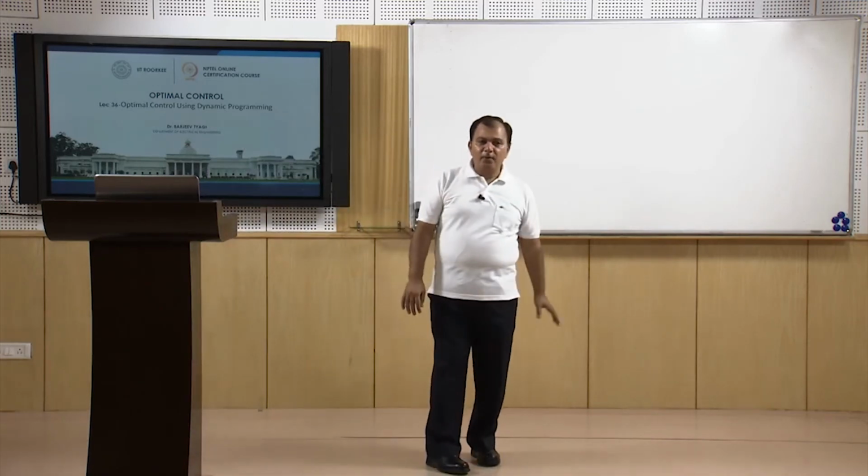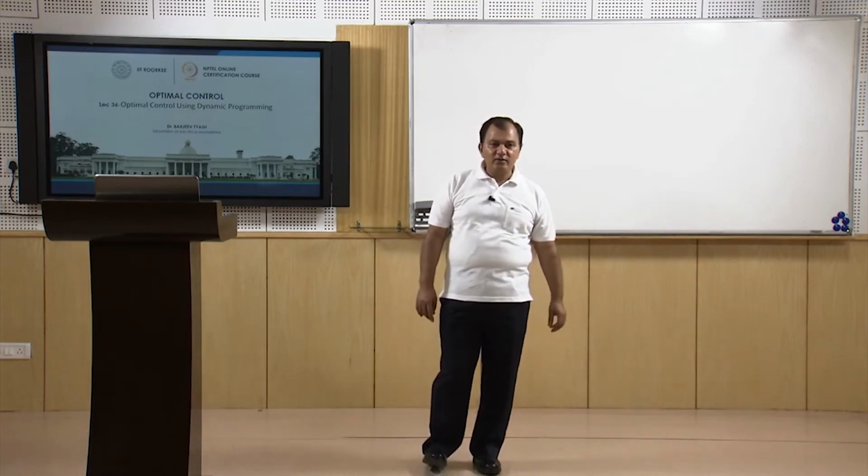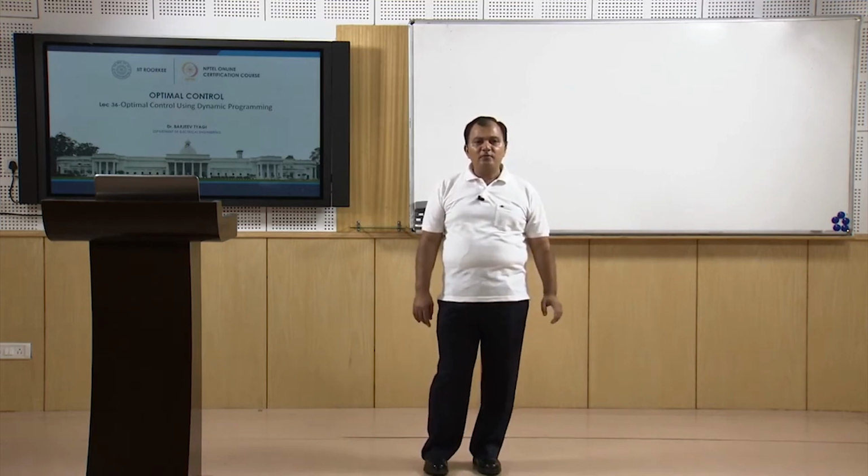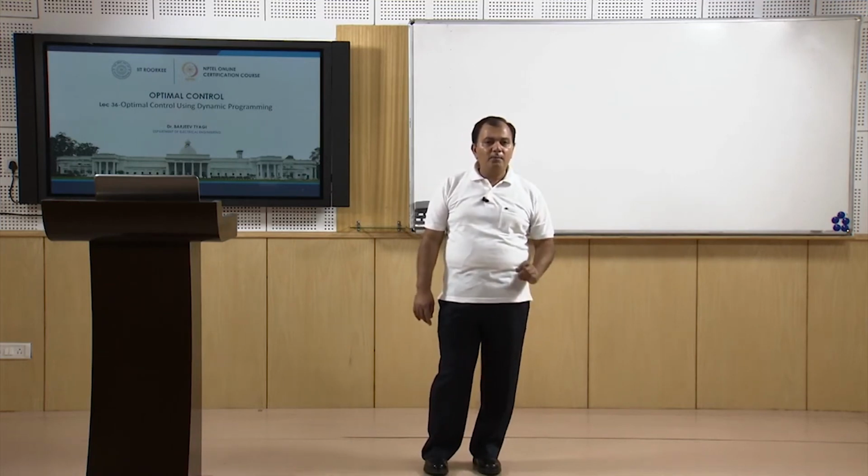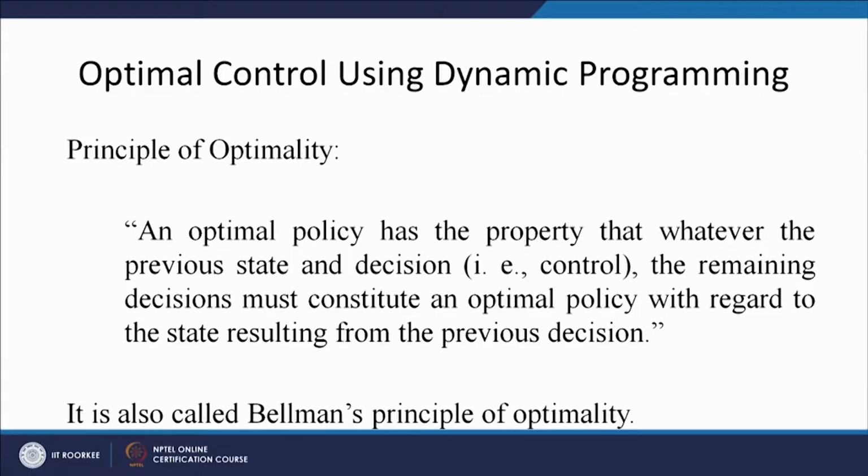What is the principle of optimality? We can define it as an optimal policy that has the property that whatever the previous state and decisions, the remaining decisions must constitute an optimal policy with regard to the state resulting from the previous decision. This is also called Bellman's principle of optimality. What actually is the meaning of this?